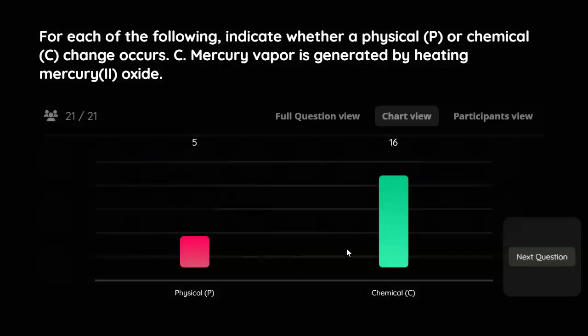Same ratio each time. Okay, this is chemical. The reason it's chemical is because we're not starting with a mixture of things. We're starting with a compound, mercury(II) oxide, and we are heating it to draw off the mercury from the mercury oxide. We've got a compound turning into an element. That's a chemical change. We went from HgO to Hg. This is a decomposition reaction.